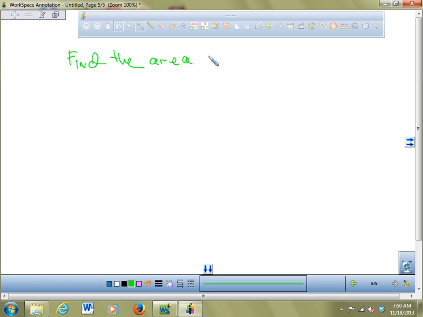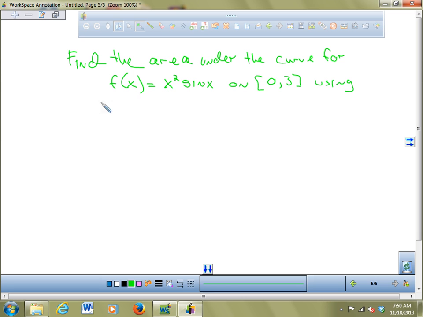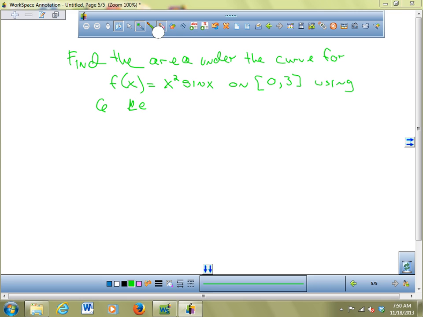Okay? For f of x, find the area under the curve. For f of x equals x squared times sine of x on the interval 0 to 3 using 6 left endpoint rectangles. Now let's go midpoint. If you average the left endpoint and the right endpoint, do you get the midpoint? No. Okay. Six midpoint rectangles. Okay.